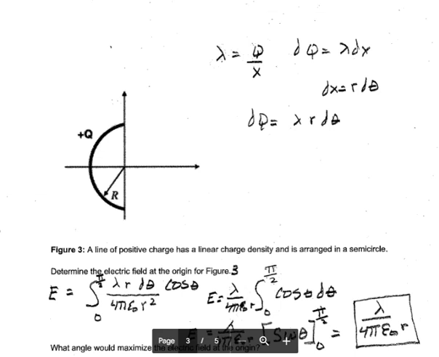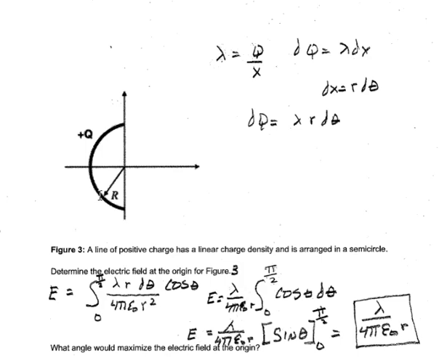This is a video for an answer key to some non-Gaussian calculations and some Gaussian calculations. We'll start off with a line of positive charge that has a linear charge density and is arranged in a semicircle. Since we're in a semicircle, we do not have symmetry, so we cannot use Gauss's law. So we have to use a non-Gaussian situation here, but we do need to establish a unique direction.